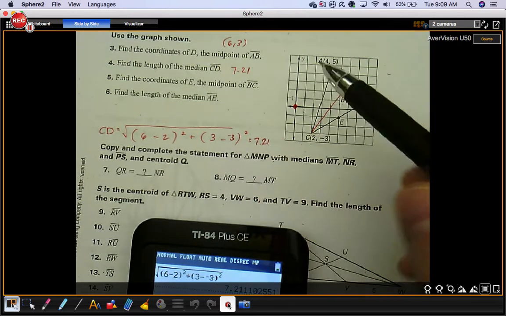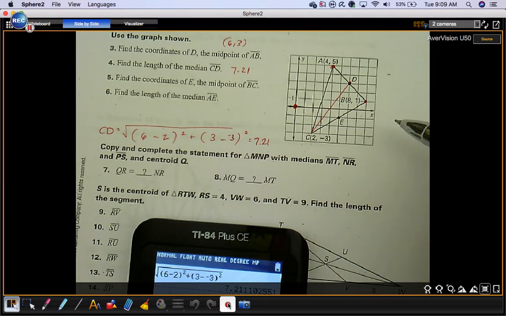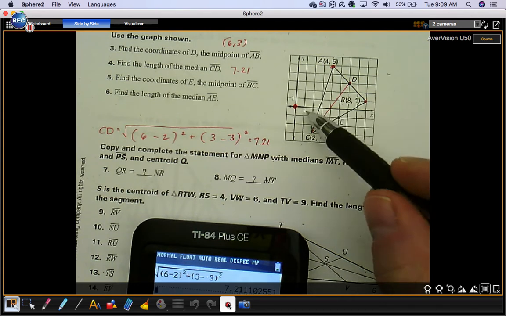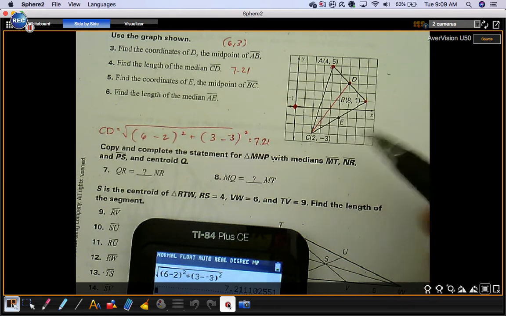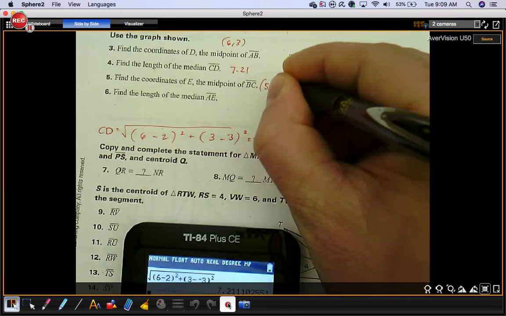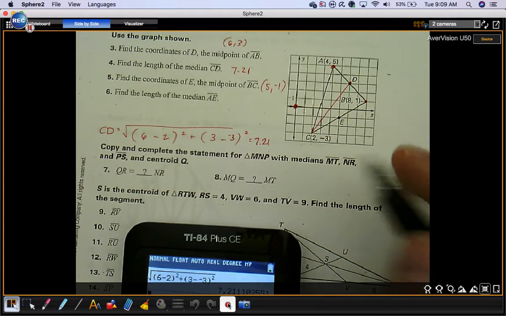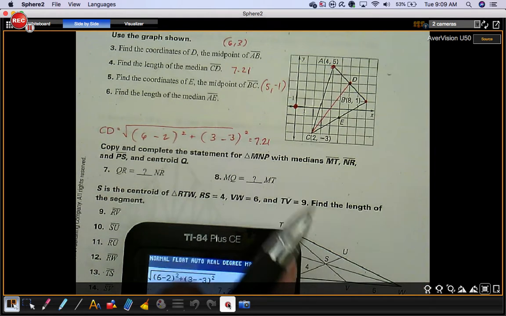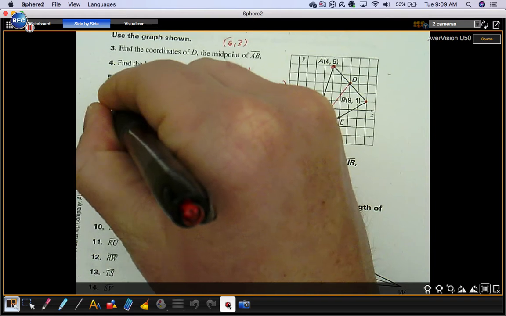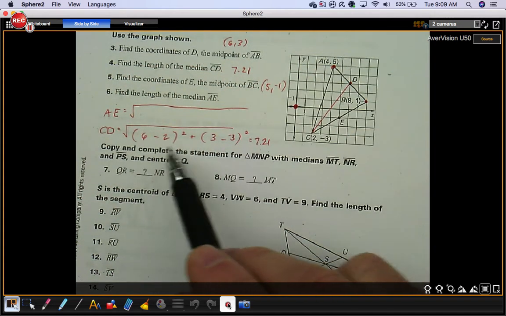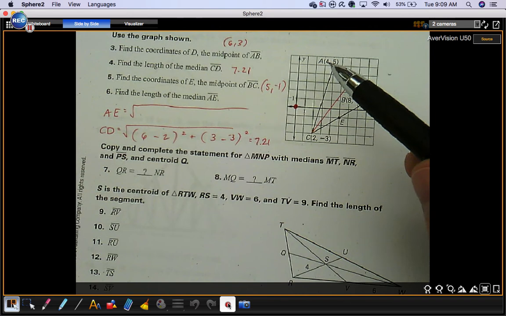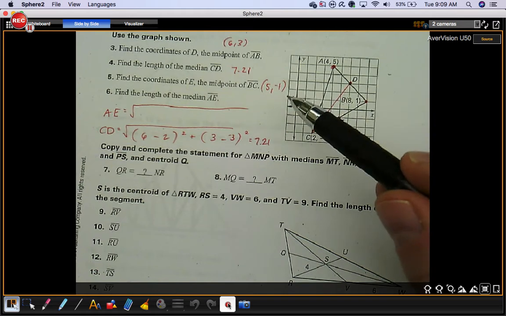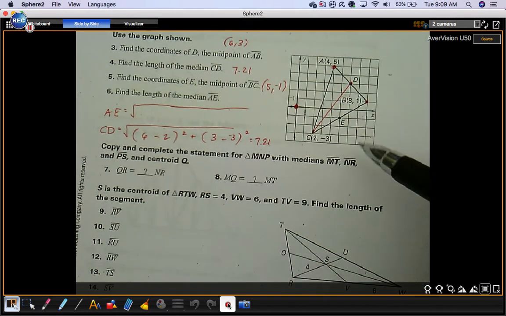Find the coordinates of E. That's the midpoint of segment BC. So here's segment BC. There's the midpoint. We're going over 1, 2, 3, 4, 5, and down 1. Find the length of the median of segment AE. That's this guy. So again, you're going to use your distance formula. So you're going to set it up just like this one. Subtract your x's, 4 and 5. Subtract your y's, 5 and negative 1. Square them, add them, take the square root.